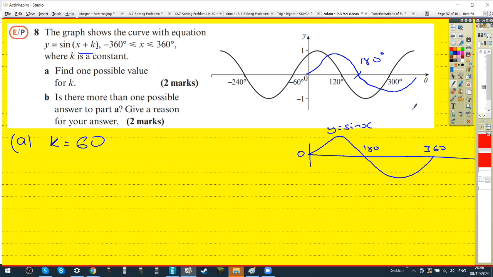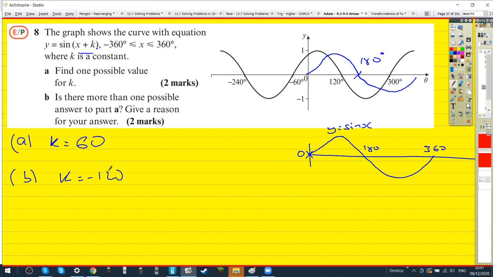There's infinite possible answers. So you said that 180 moved 60 to the left. What if the previous one moved to the right? See how it crosses at 0? Wait, so you're saying if 0 moved to the right? How many to the right would I have to move to give the graph that they have now? 120 degrees. And so what would be another possibility for k that would move the graph 180 to the right? Minus 120. K equals minus 120.